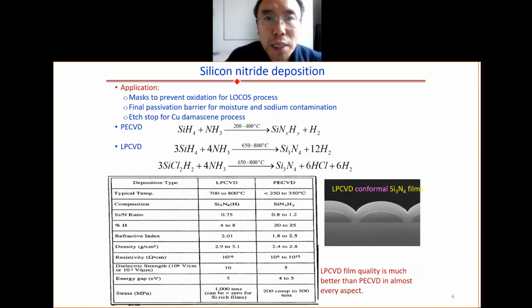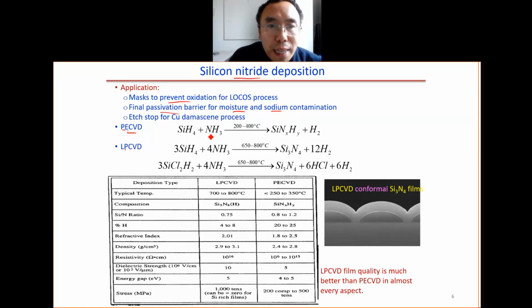Now let's look at silicon nitride. For silicon nitride, we always use LPCVD or plasma enhanced CVD. In this class, we use silicon nitride to prevent oxidation, and also as a passivation layer to prevent moisture and sodium from getting into the wafer. It's also used as an etch stop for the copper damascene process, which is for the interconnection.